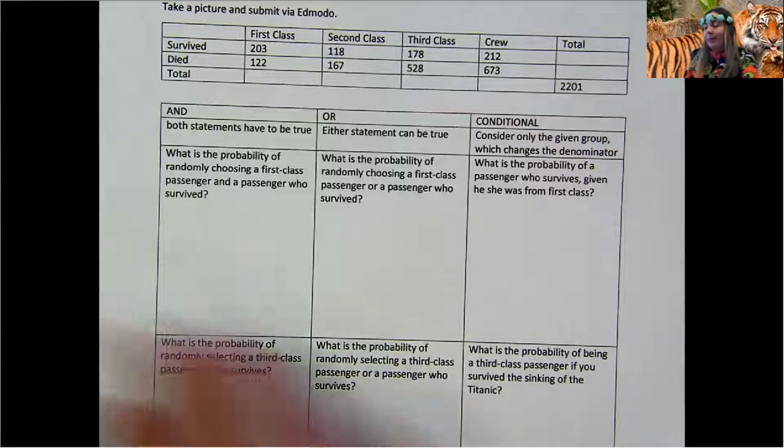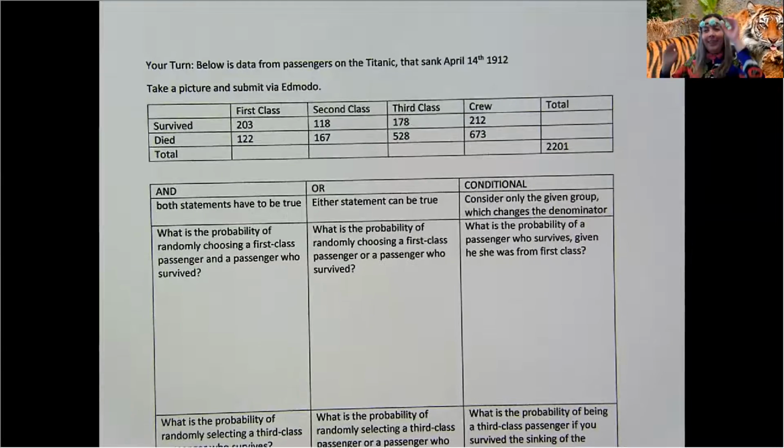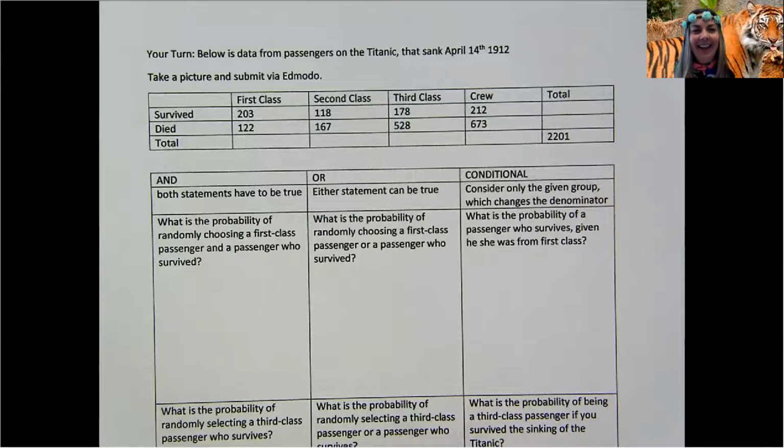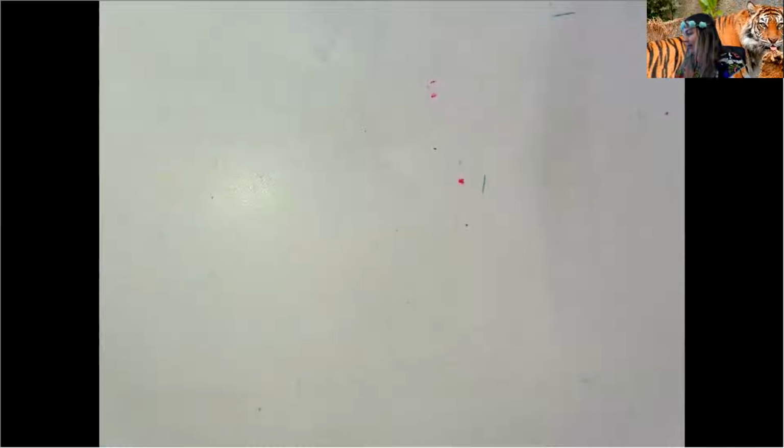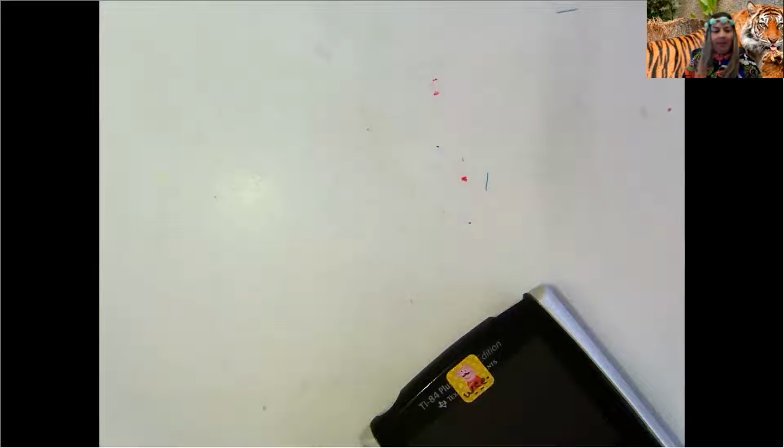All right, take a look at that. It's amazing, isn't it? Okay, so, wrong page. Sorry about that. Here we go.